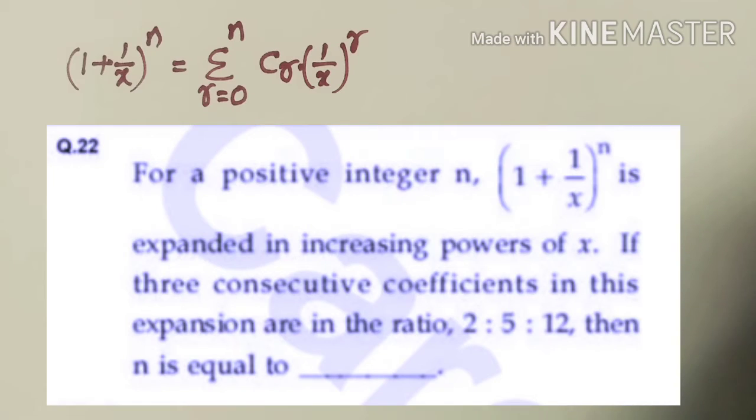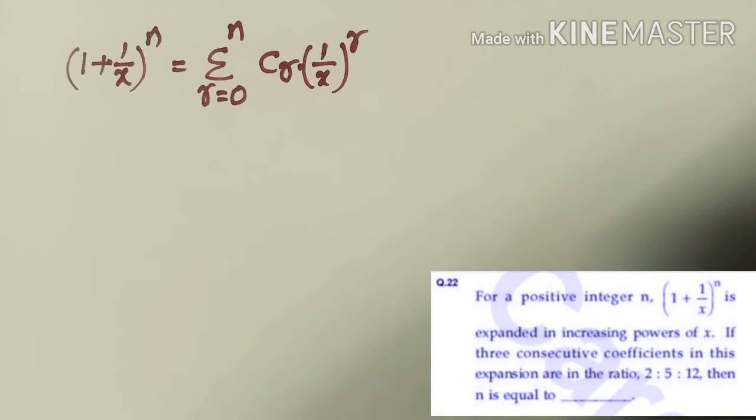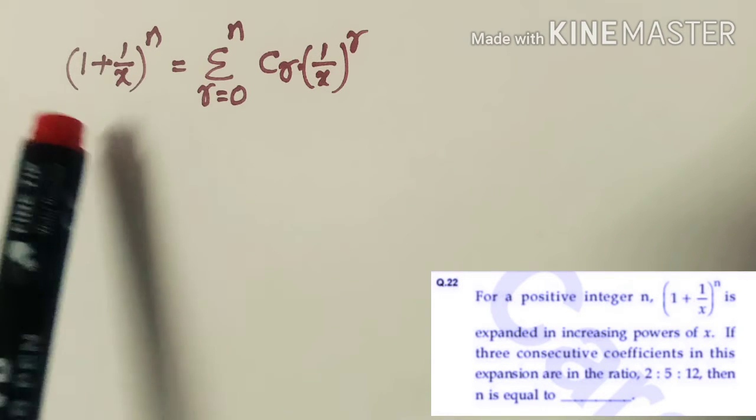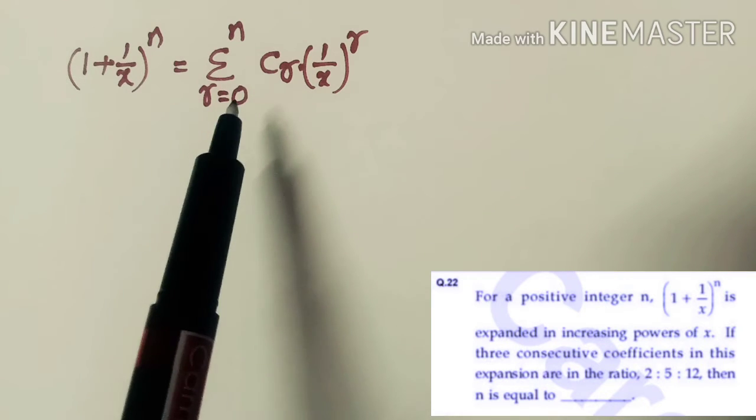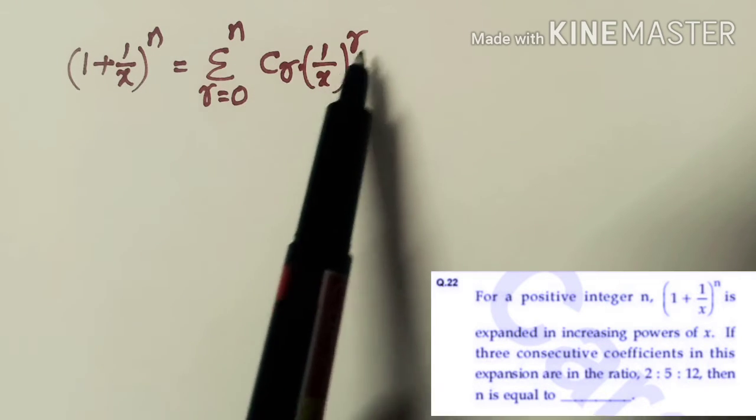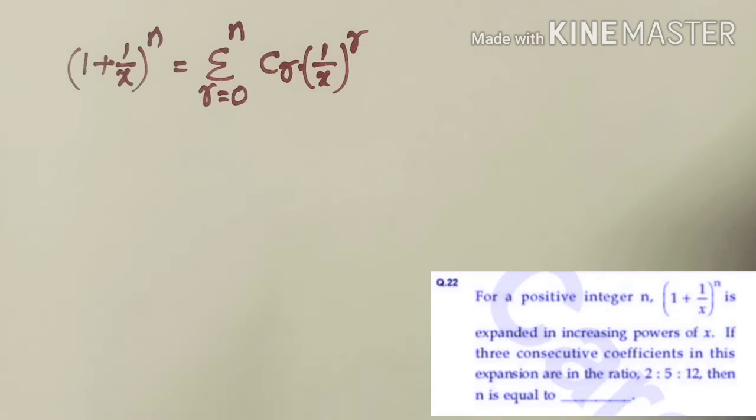That's all. Next problem: for a positive integer n, (1 plus 1 by x) power n is expanded in the increasing powers of x. If 3 consecutive coefficients in this expansion are in the ratio 2 is to 5 is to 12, then the value of n is equal to. So first we take the given expansion, which is (1 plus 1 by x) power n equals sigma r equals 0 to n, nCr into (1 by x) power r. This is the formula for the expansion.